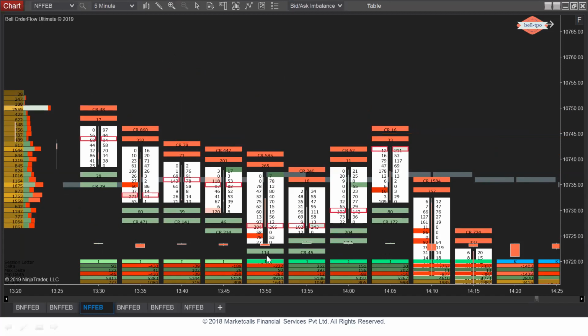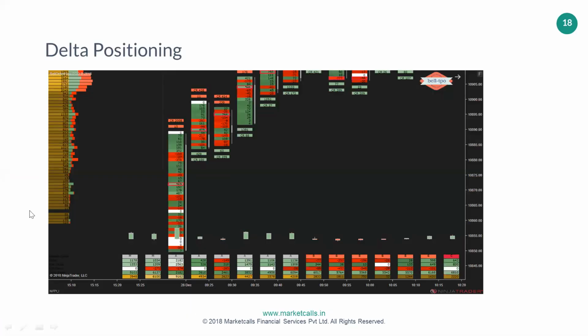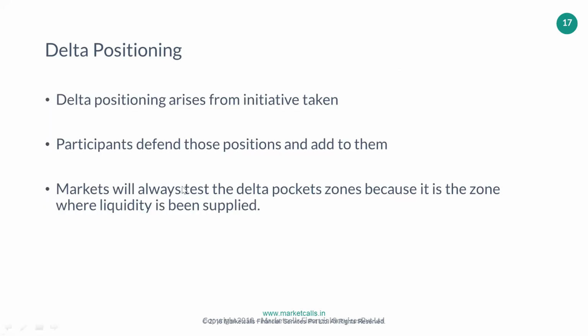So that is how delta positioning happens. And really, you can watch that delta positioning by applying the delta order flow charts. It's also called delta at price level. It measures delta at each and every price level, and wherever the bigger positioning is happening, participants defend those positions, and they even tend to add to them. That's how institutions do the accumulation. They accumulate in the form of absorption. What one has to monitor here is absorption at the delta positioning zones.